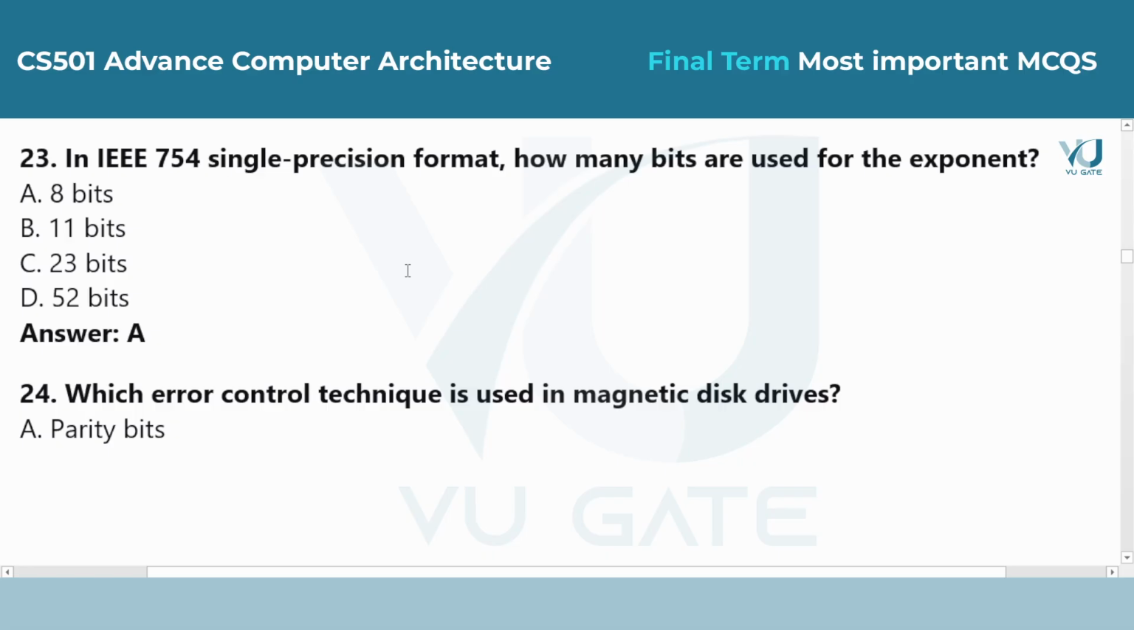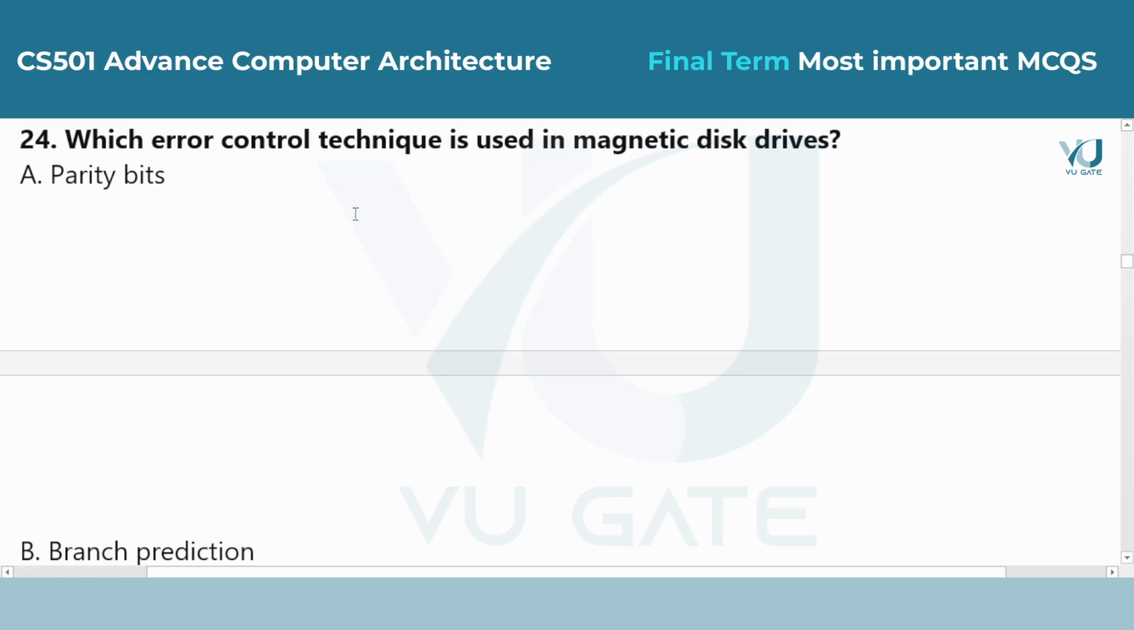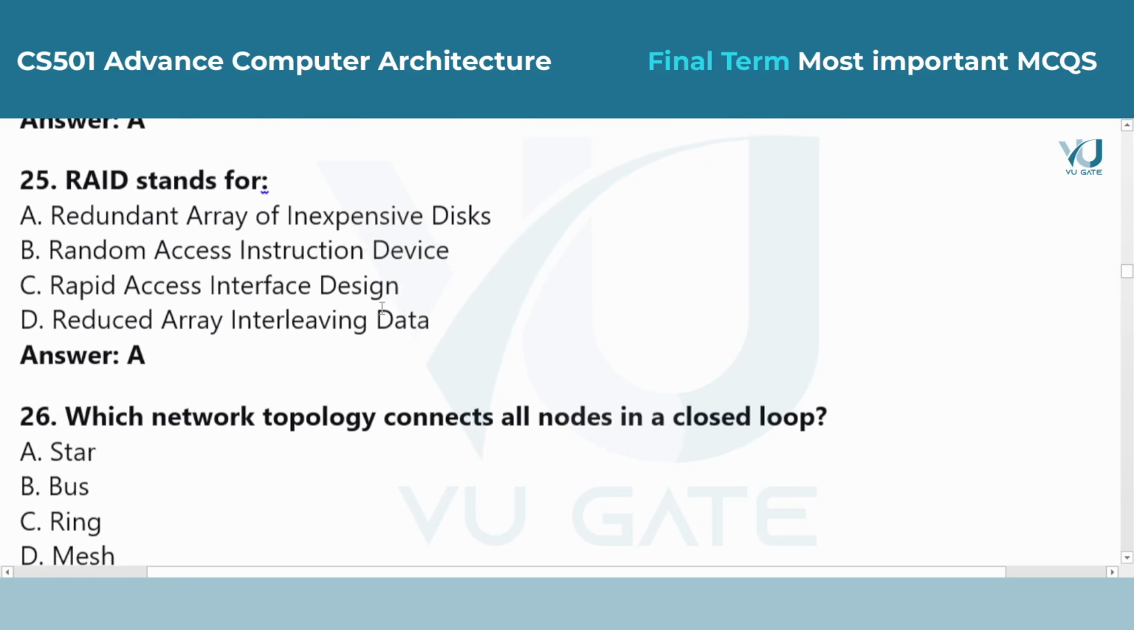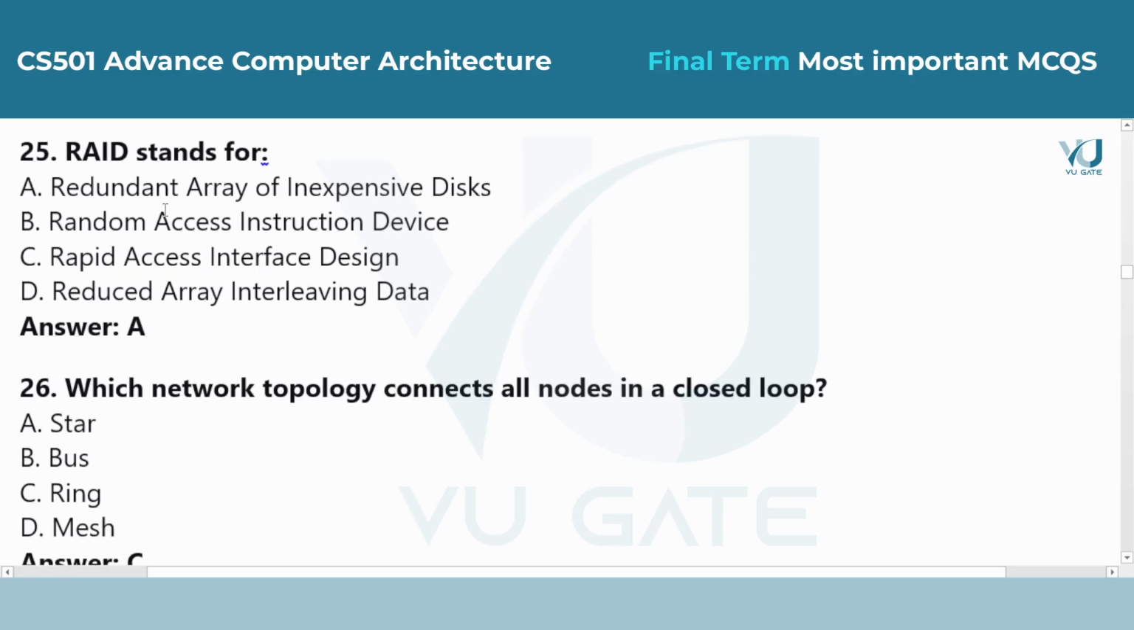23. Question: In IEEE 754 single precision format, how many bits are used for the exponent? Answer: A. 8 bits. Concept: The 32-bit total is split into 1 bit for sign, 8 for exponent, and 23 for fraction. 24. Question: Which error control technique is used in magnetic disk drives? Answer: A. Parity bits. Concept: A simple bit is added to ensure the data read matches the data originally written. 25. Question: RAID stands for? Answer: A redundant array of inexpensive disks.